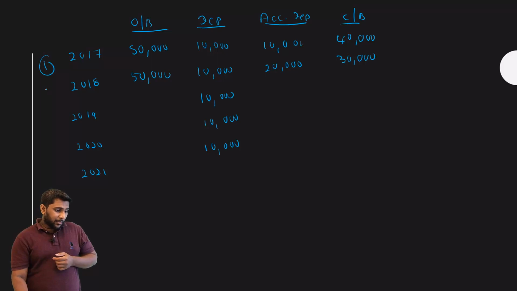Let's do it for the third year also. This is year number 1, year number 2, year number 3, year number 4, and year number 5. So here 50,000. For the year 2019, depreciation is how much? 10,000 US dollars.